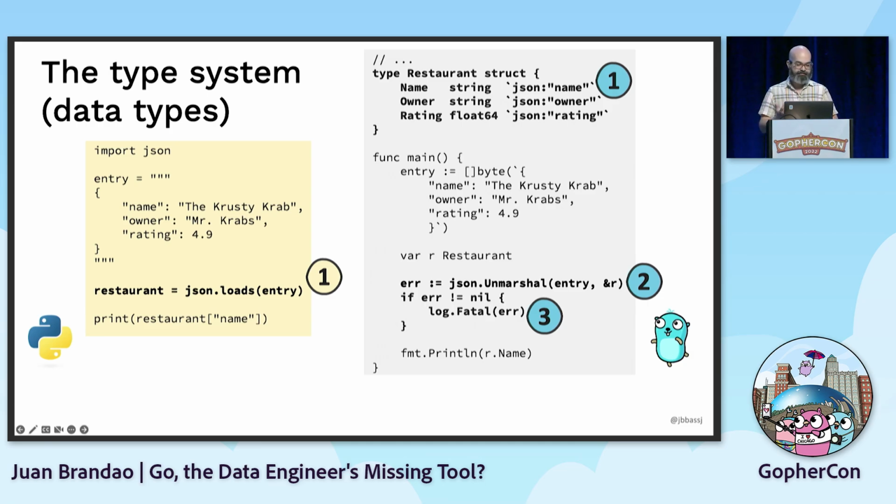As in this example, getting a key from a JSON literal is a one-liner in Python. In Go, you first need to create a type. Then, after unmarshalling it, you still need to handle the error. This is annoying, right? But this is the type of annoyance that makes our system robust and our team happy.